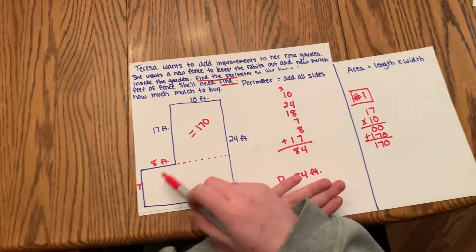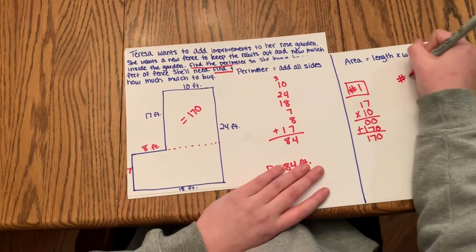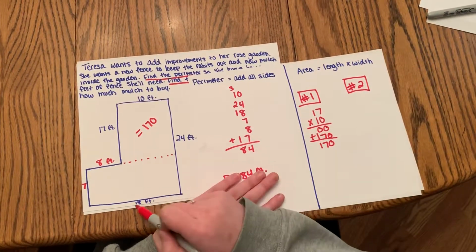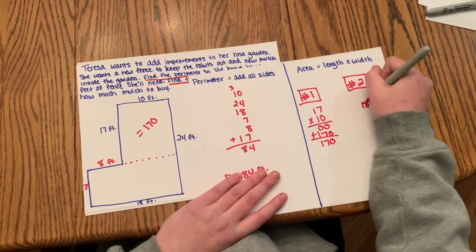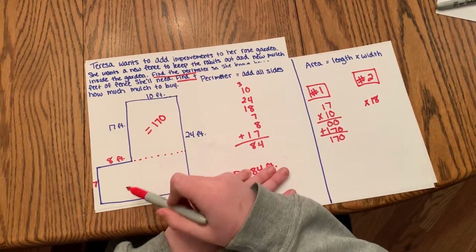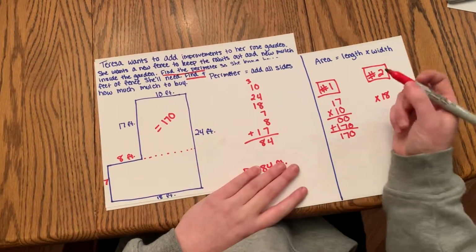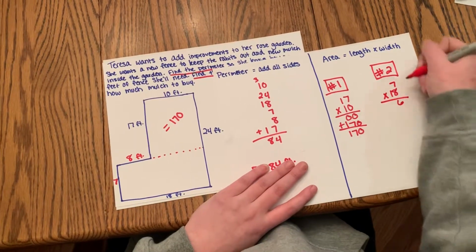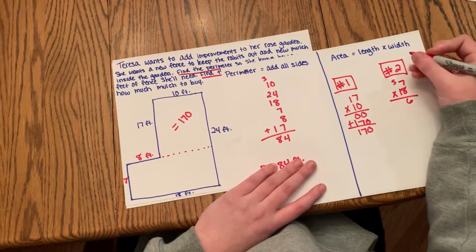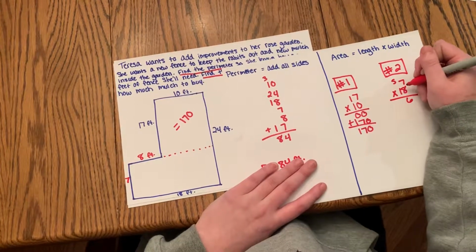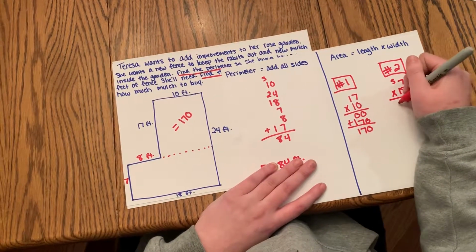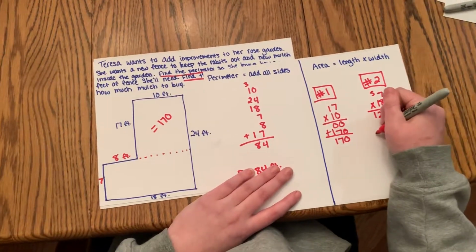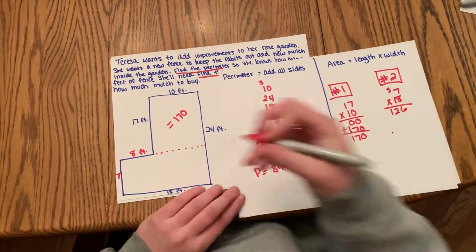Now we're going to find the area of this shape. This is shape number 2. We know that our width is 18 feet. We know that our length is 7 feet. So we're going to multiply those together. We get 56. And 7, 5 is 12. So we know that this one has an area of 126 feet.